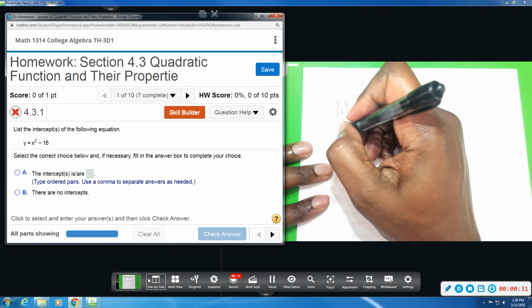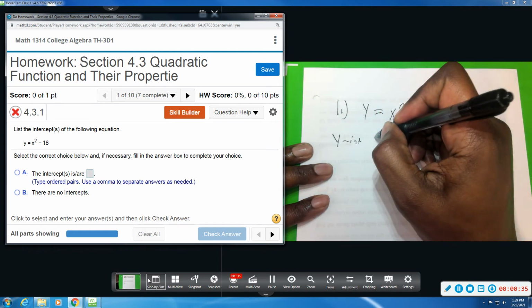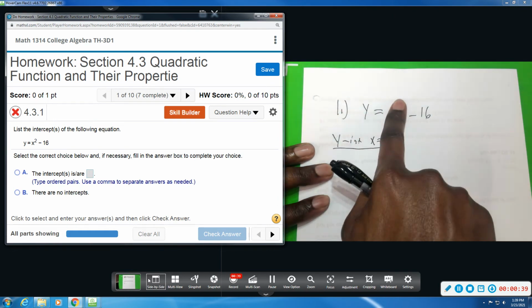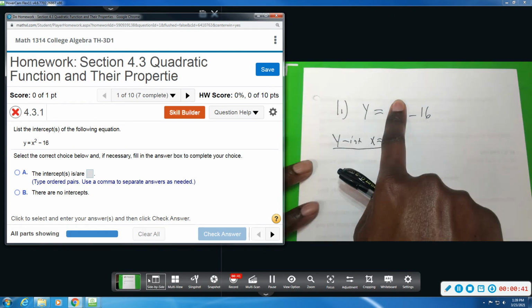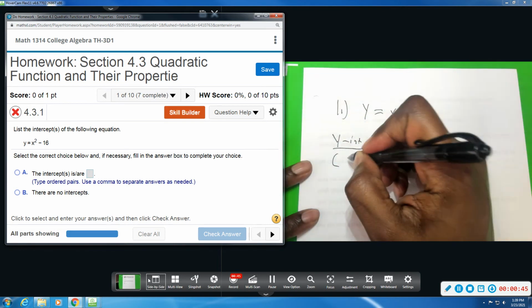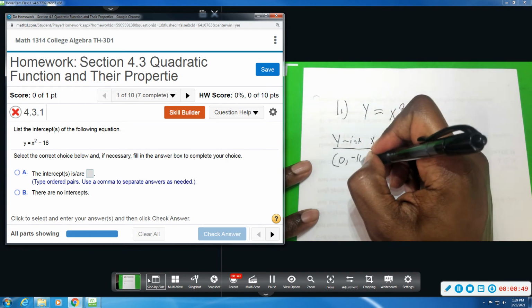All right, so we're going to find the y-intercept first, which means x equals 0. So if x is 0, I'll just cover it up. You can see that we get y equals negative 16. So we get the y-intercept for free, no work. 0 and negative 16 is our ordered pair.